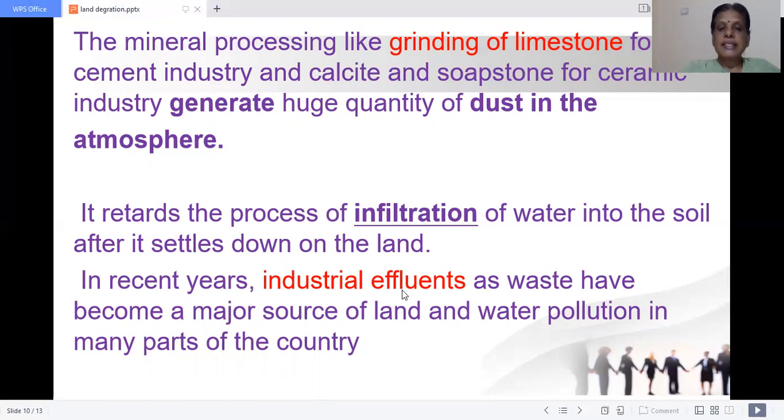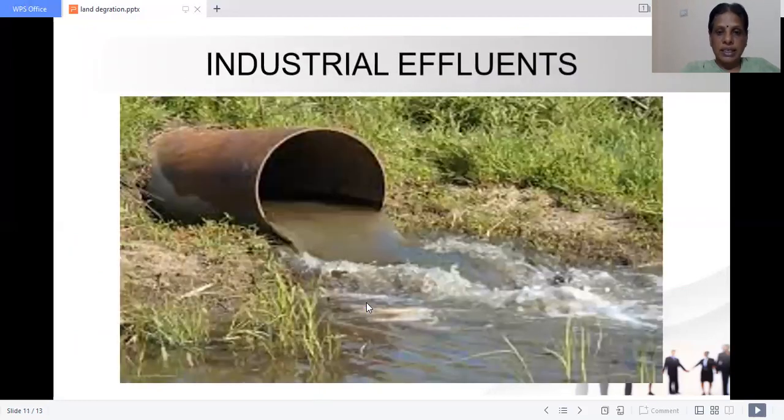So in recent years, industrial effluents as waste have become a major source of land and water pollution in many parts of the country. So what are the reasons for the industrial effluents? You see, it pollutes the river water. People in many areas are drinking water as it is. The river water is being drunk as it is. But the industrial effluents pollute the river water.